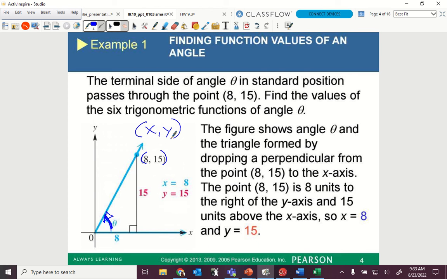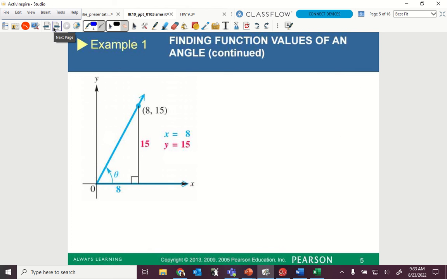Now, what am I missing here? I have my x, I have my y, I gotta find my radius, right? Let's do that. So there was a formula, and that was r equals the square root of x squared plus y squared. Now, I'm gonna show you where that comes from. You don't have to do it like this every time. I just wanna show you where this information comes from.